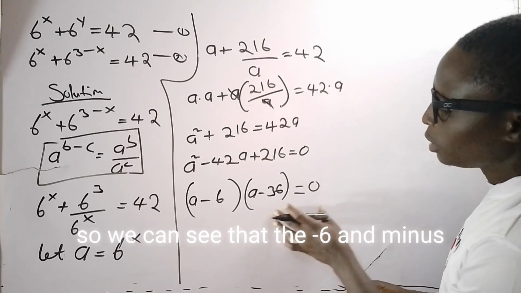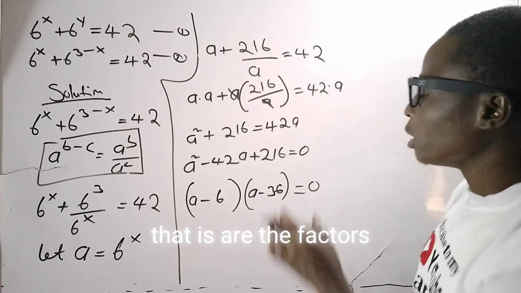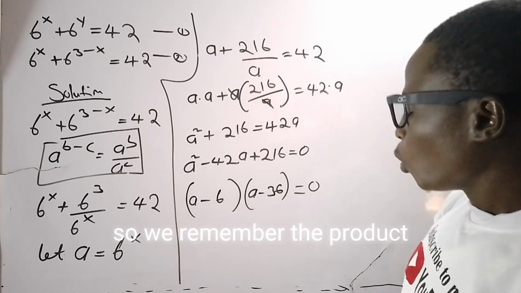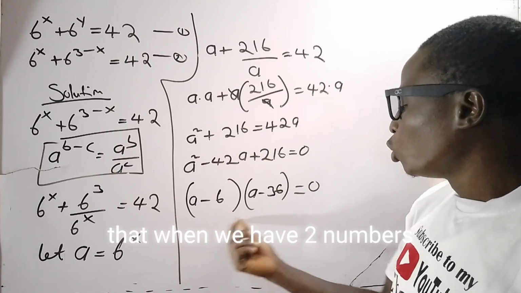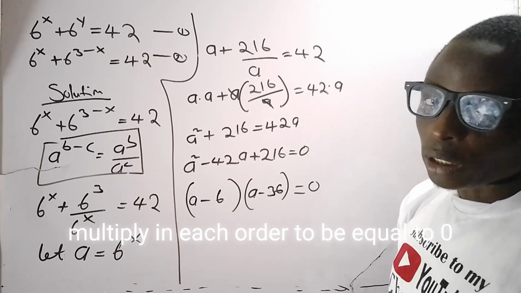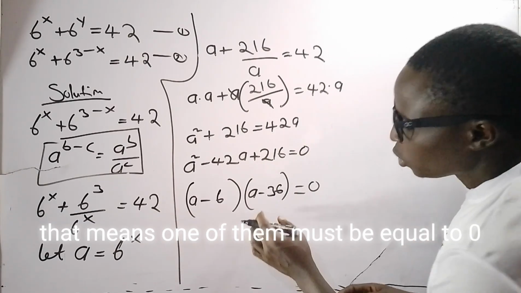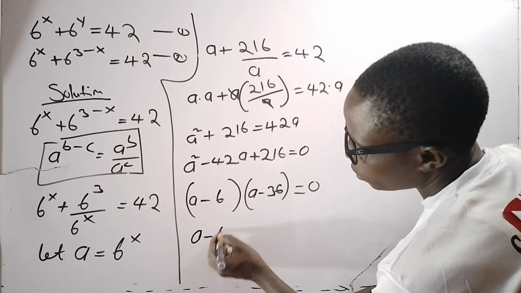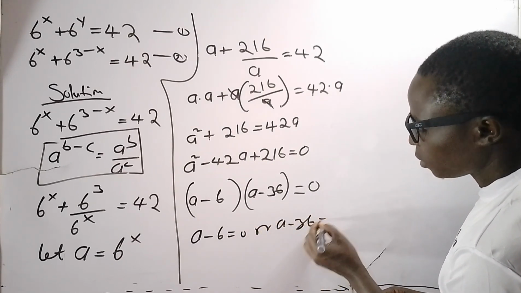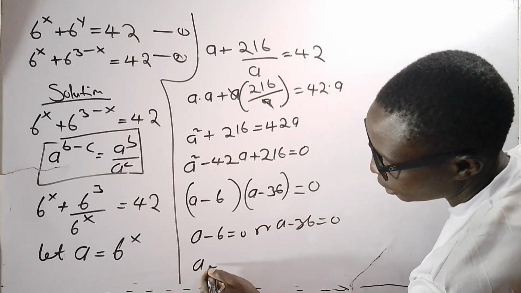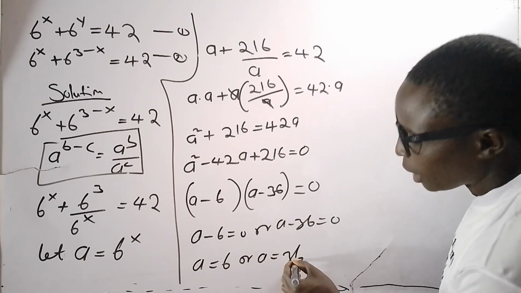So we can see that minus 6 and minus 36 are the factors. So we remember the product rule, that when we have two numbers multiplying each other to be equal to 0, that means one of them must be equal to 0. So that means a minus 6 is equal to 0, or a minus 36 is equal to 0. That means a is now equal to 6 or a is now equal to 36.